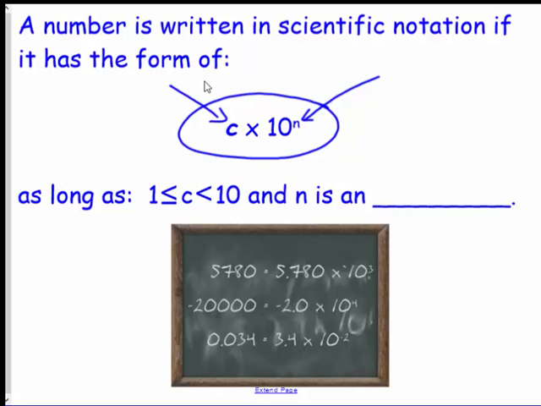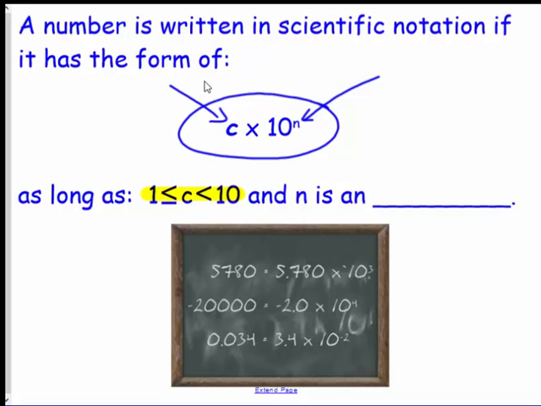But the big thing, that number c, that first number, it has to be somewhere in between 1 and 10. And the big idea is it has to be greater than or equal to 1. So it could be 1 or bigger, but it has to be less than 10. It's a single-digit number. It can't be 10 or more. So this number out in front has to be somewhere in between 1 and 10. Greater than or equal to 1, while still less than 10.